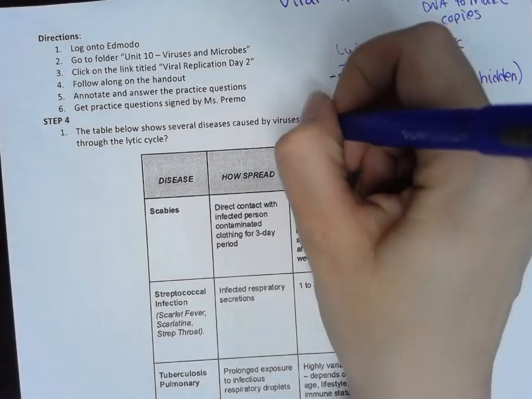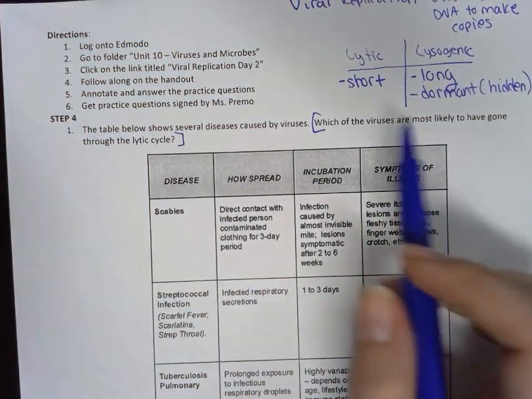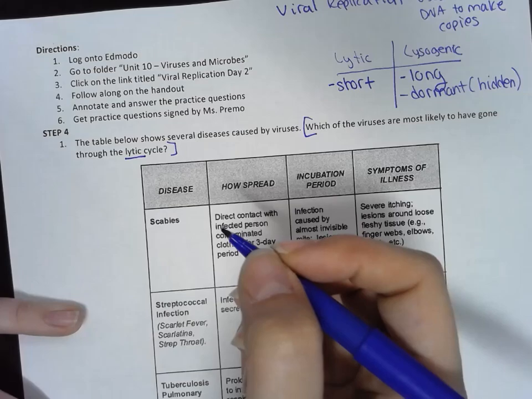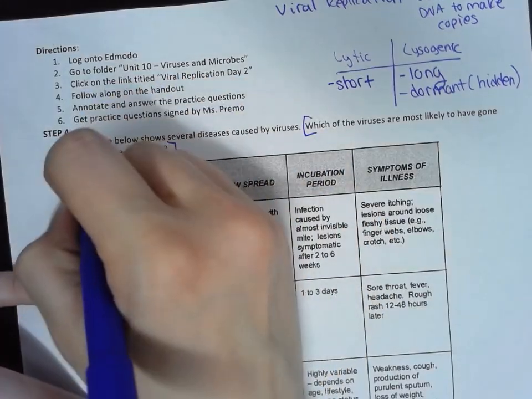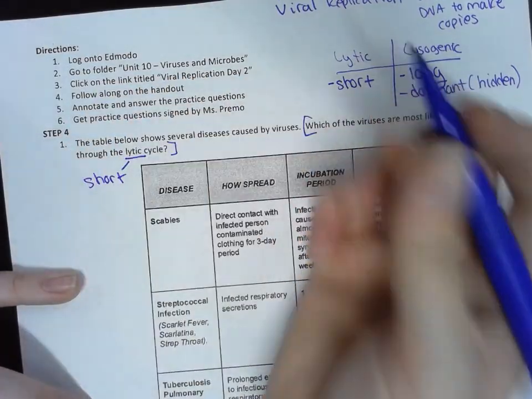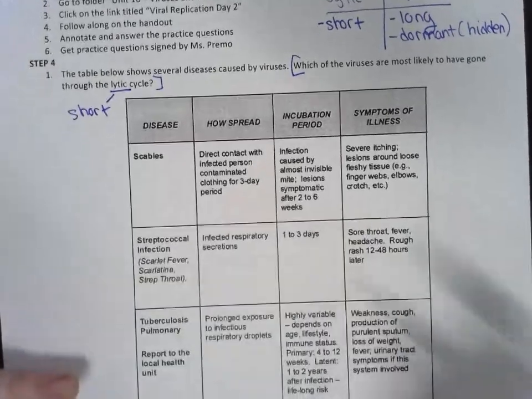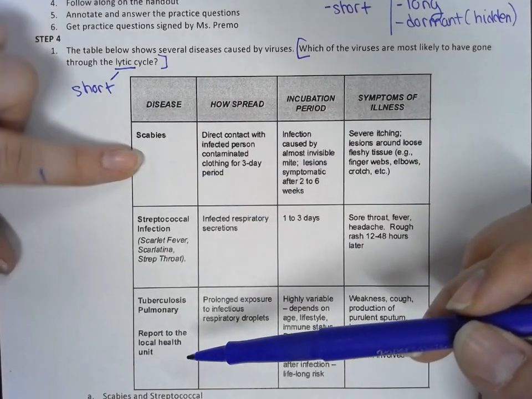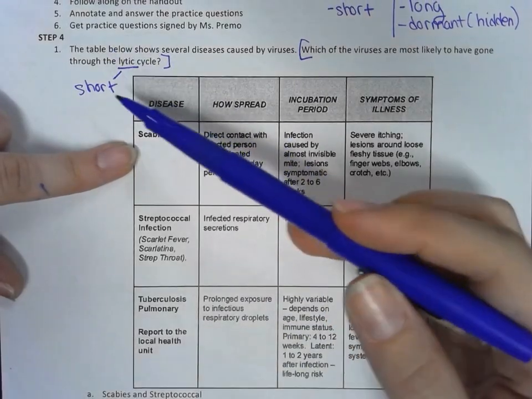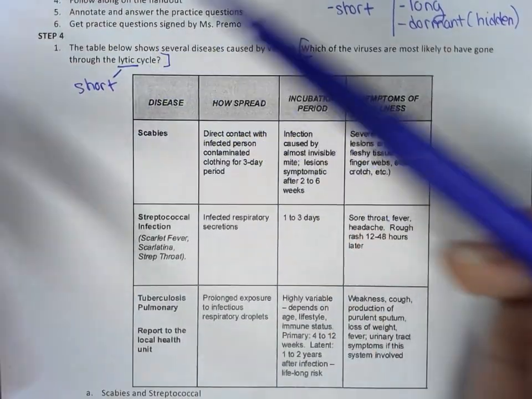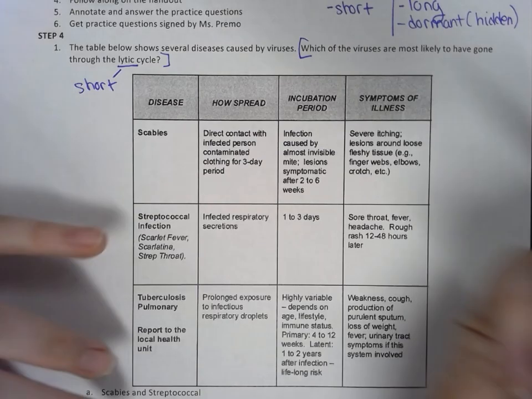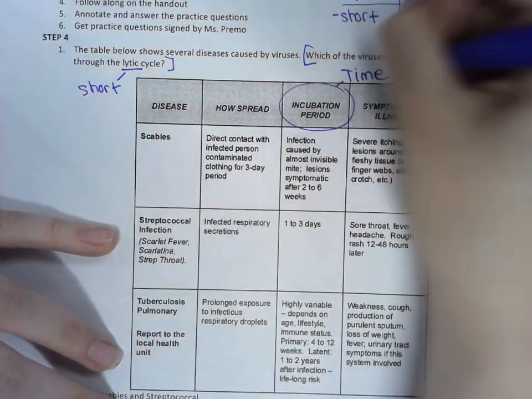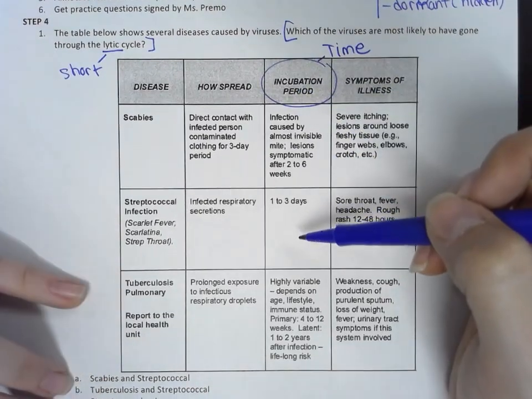All right, so we're going to bracket my question. Which of the viruses are most likely to have gone through the lytic cycle? Anytime I see lytic, I'm going to write short. Okay, so I see that they've given me 3 diseases, and I know that the lytic cycle is going to have the shortest time in which the symptoms are going to appear. So I'm going to look at incubation period because that's to do with time, and I'm going to look for the disease that has the shortest time period.